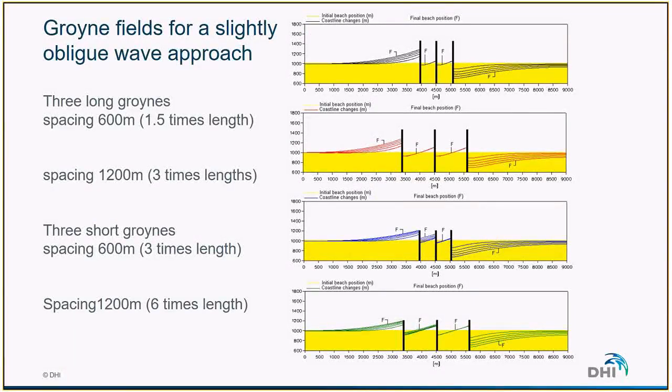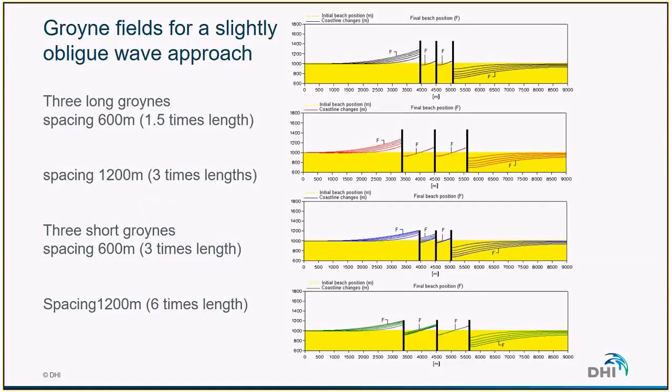Let's have a look at how it works when we have a groin field. As we've seen, a single groin causes downstream erosion. Therefore, to extend the length of the protected area, we can construct several groins in a row. When we do that, both the spacing and the length of the groins are important. So let's have a look at that.